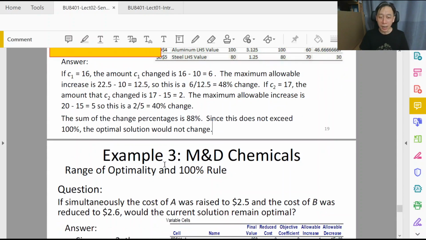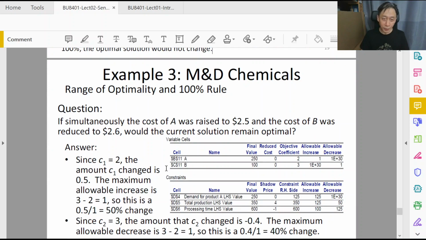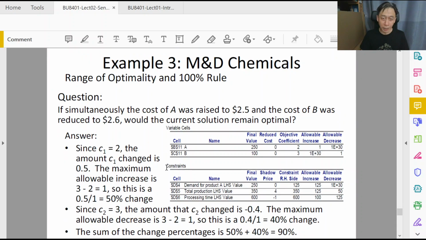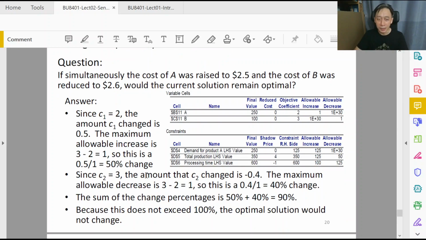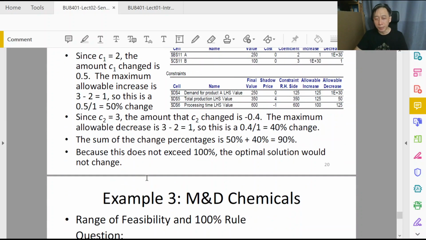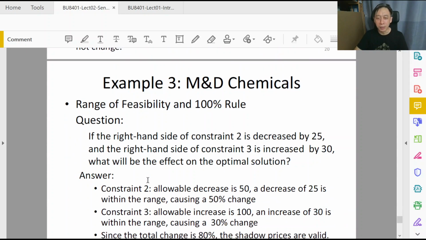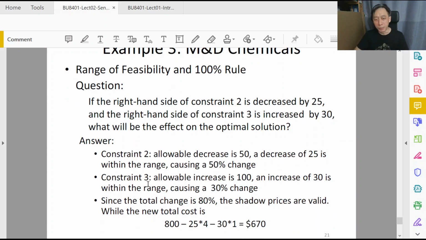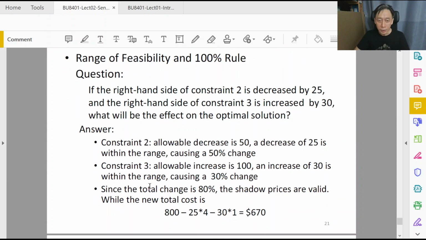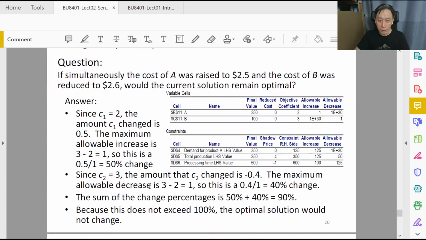Next, let's look at how we might be able to use the 100% rule on the constraints side. That is, when we change the right-hand side, how can we use the 100% rule to predict any impact, or what is the amount of impact on the optimal value. So right now, let's look at this problem here, right?